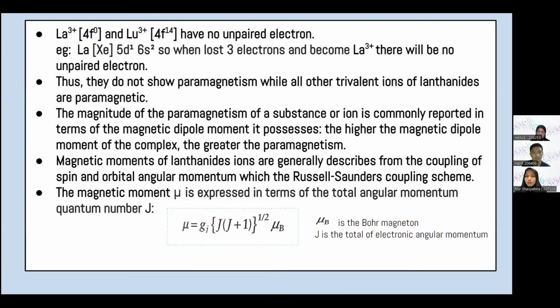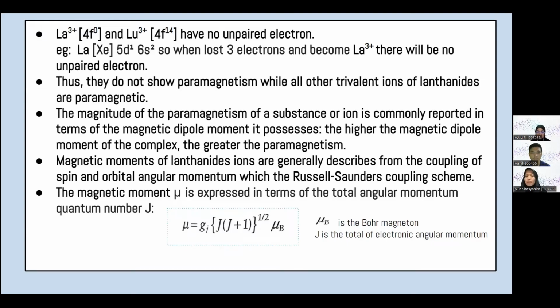The electron configuration of La is 5d1 and 6s2. So when La loses 3 electrons, it becomes La3 plus and there will be no unpaired electrons. Thus, they do not show paramagnetism, while all other trivalent ions of lanthanides are paramagnetic.